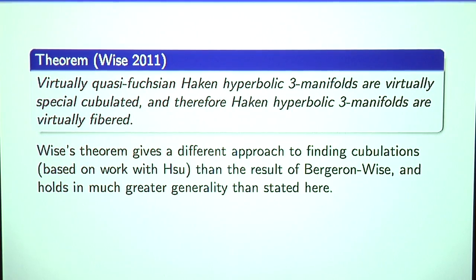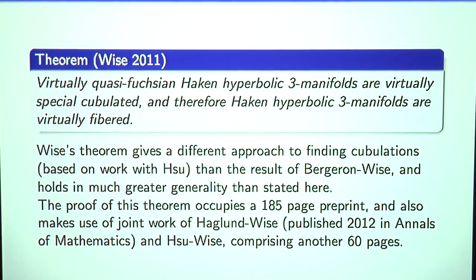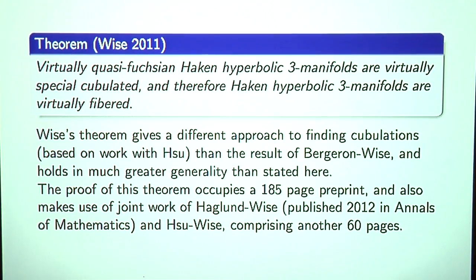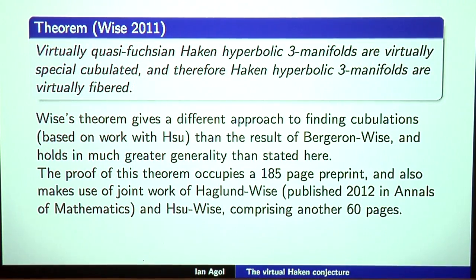So Wise's theorem gives a different approach to finding cubulations than the one I mentioned before, Bergeron-Wise. And the proof of his theorem is a 185-page preprint. It also makes use of some work of Hagen and Wise, which was published just this year in the Annals, and a preprint of Xie and Wise, which is another 60 pages or so. So it's a pretty significant contribution that he's been working on for many years.